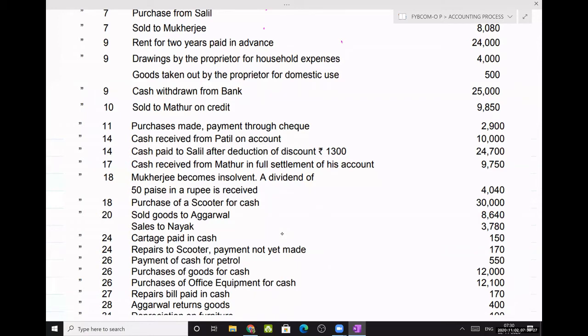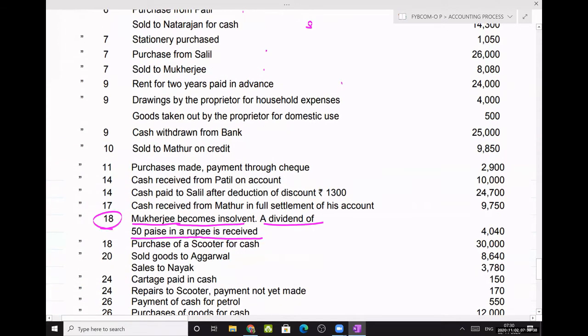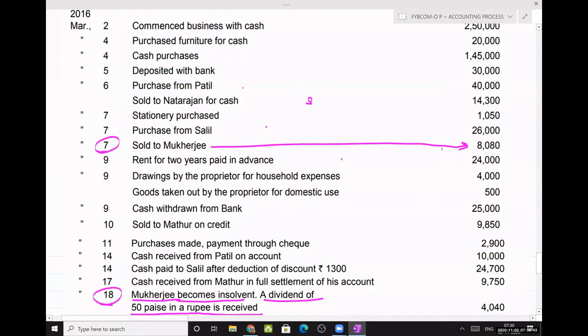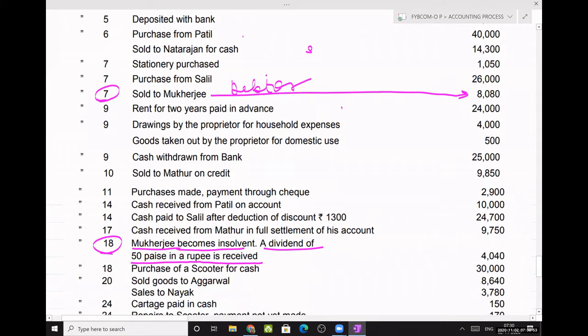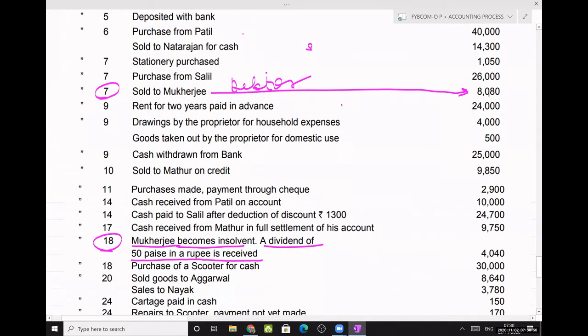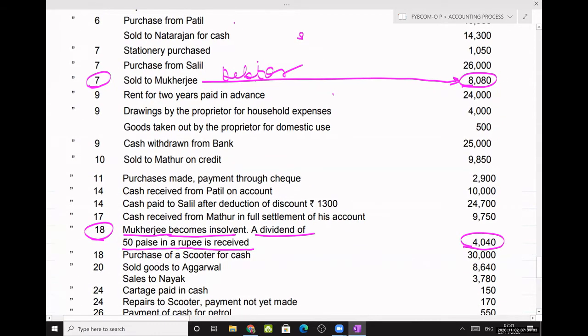Next is the 18th one. Mukherjee became insolvent. A dividend of 50 paise in a rupee received. Okay, great. Let me check who is Mukherjee. So with Mukherjee I had done a transaction on 7th. I had sold goods to him. That means Mukherjee is my debtor. मतलब मुझे इससे पैसा मिलना चाहिए था, कम मिला. How much money am I supposed to take from him? 8080. But how much is he able to pay me? Only 4040.